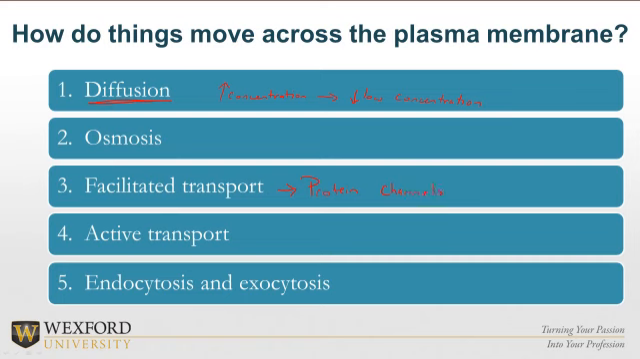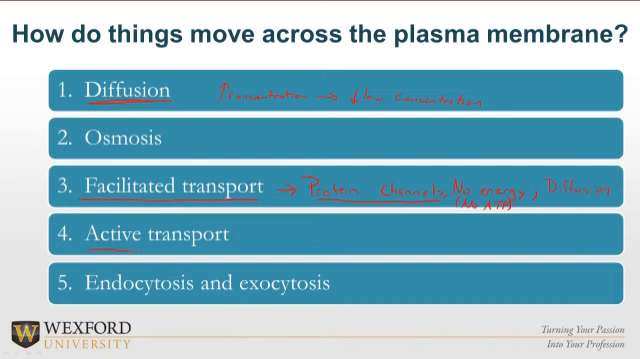But the important thing here is that there's no energy involved. In other words, there's no use of ATP. And these molecules that are being transported through these specialized protein channels, they're going down their concentration gradient. So it's still a form of diffusion, if you will, but it's through this facilitated transport.